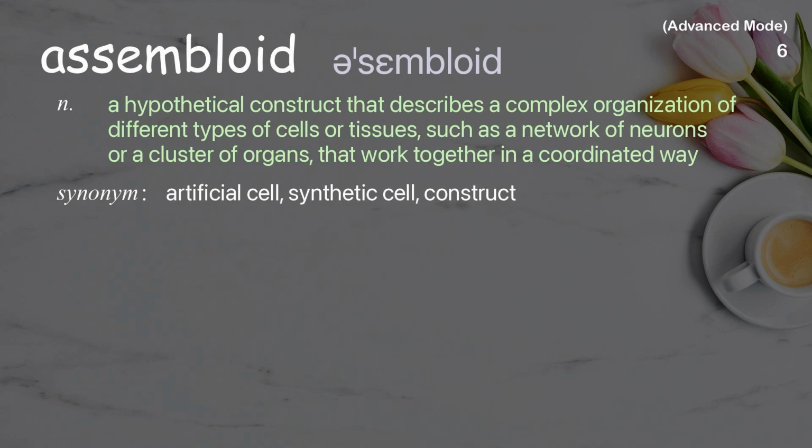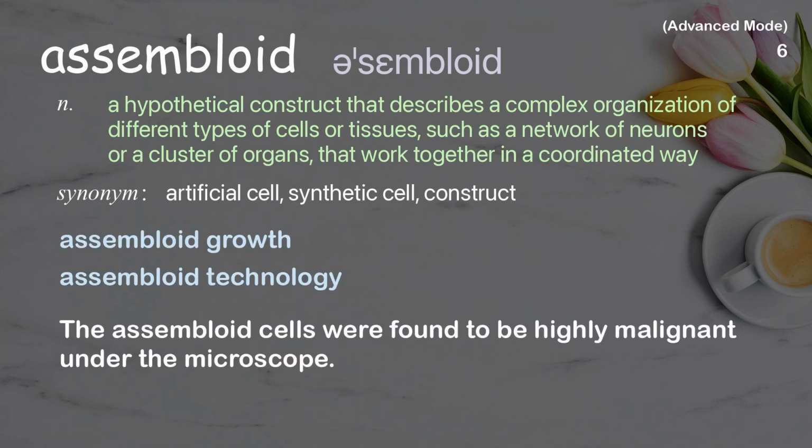Assembloid. A hypothetical construct that describes a complex organization of different types of cells or tissues, such as a network of neurons or a cluster of organs, that work together in a coordinated way. Examples: Assembloid growth. Assembloid technology. The assembloid cells were found to be highly malignant under the microscope.